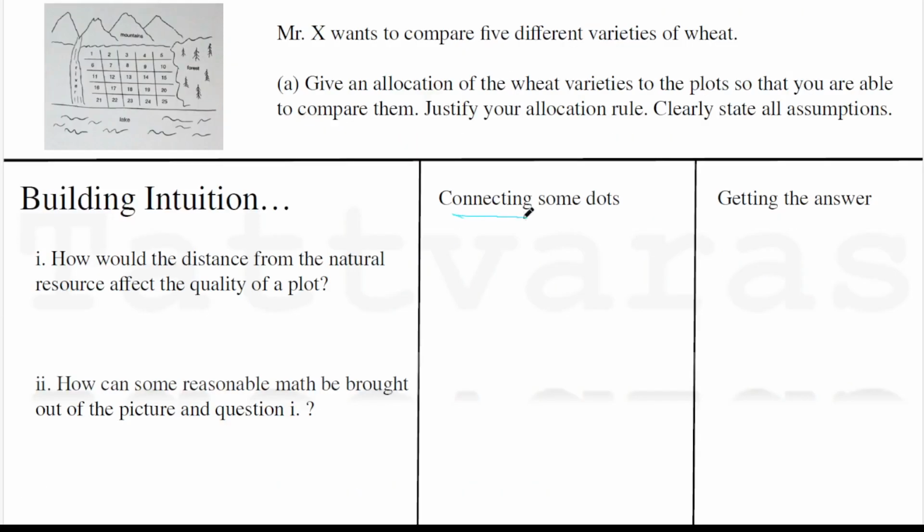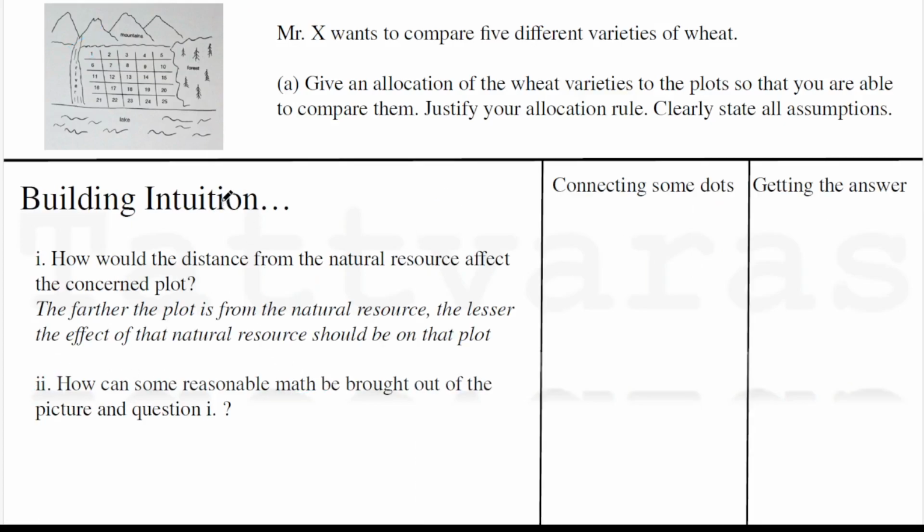Now, even before connecting some dots, we have to build some intuition about this visual image given to us. And naturally, some questions that can come to mind are, how would the distance of any plot, say this, from the natural resources around it affect the quality of the plot? And second, because it's a statistics exam question, how do we encapsulate that information by some math?